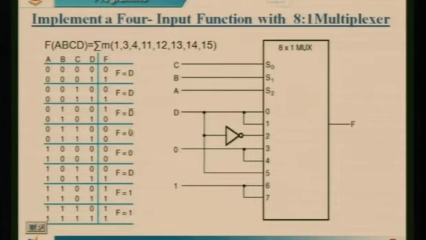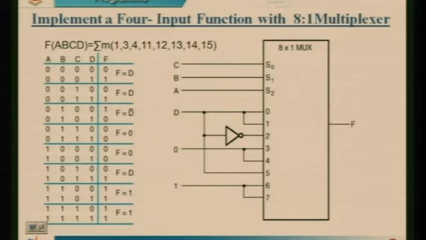Similarly, for any of these combinations that I give over here, the particular input will be directed to the output side. So this is one of the applications of the multiplexer. I can implement a Boolean function using any of these muxes, 4:1, 8:1, 16:1. This is one of the applications of the multiplexer.